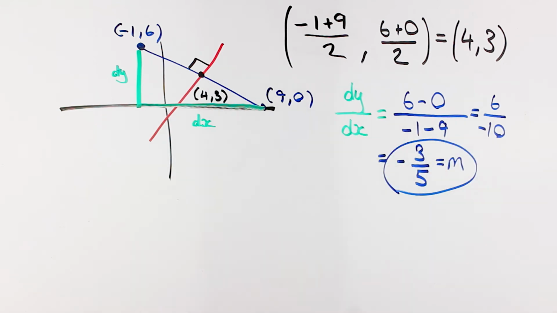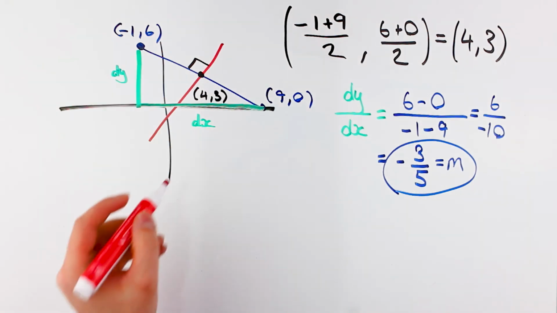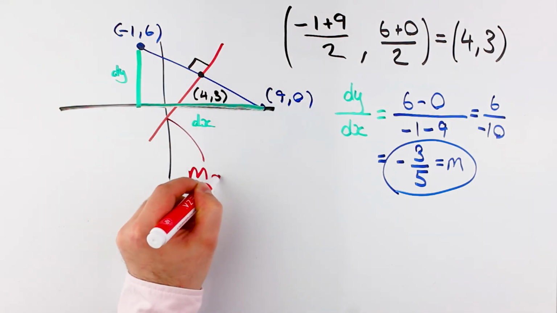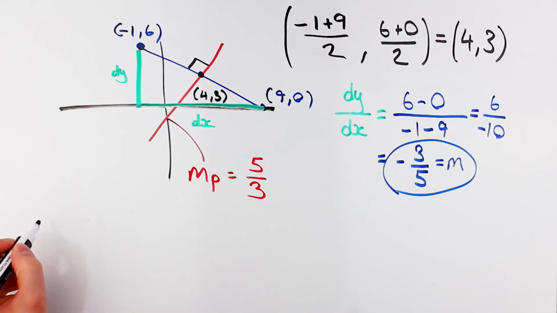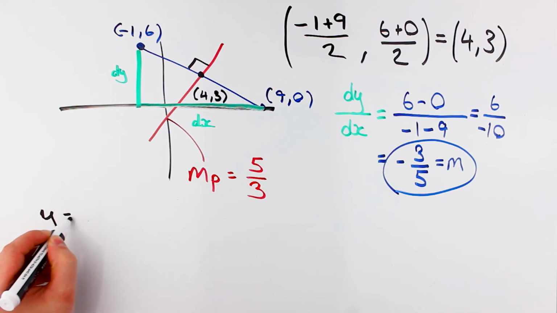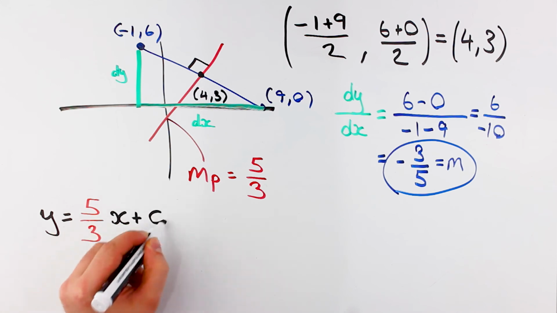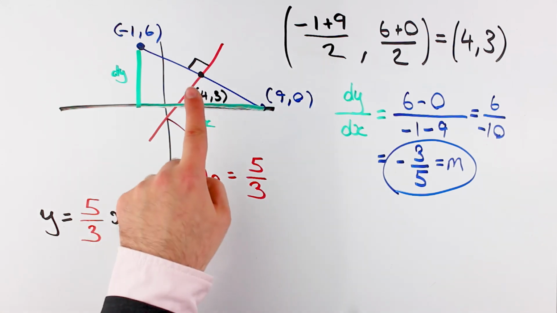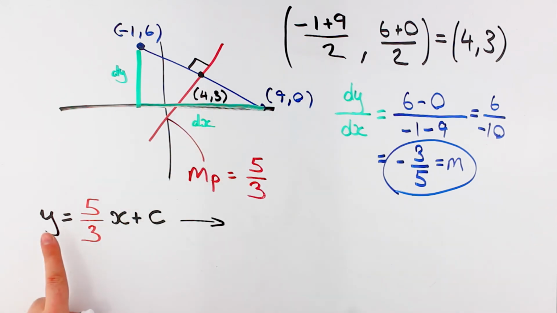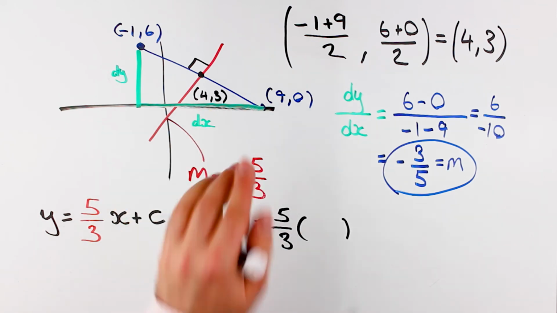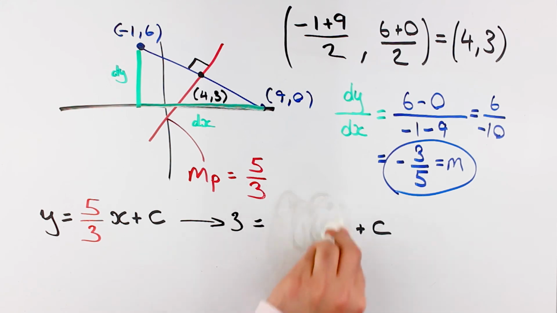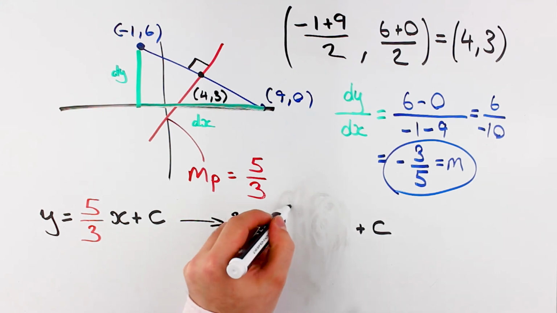To find the perpendicular gradient, remember we need to do the minus reciprocal. So the minus of a minus is a plus, so our perpendicular gradient is positive, and we flip it over so it's 5 over 3. We can write our incomplete equation of the line as y equals 5/3 x plus c. Now we need to substitute y and x. We have the coordinates 4, 3, so for y, we can put in 3, so 3 is equal to 5/3 times 4, which is our x, plus c. That simplifies to 3 is equal to 20 over 3 plus c.